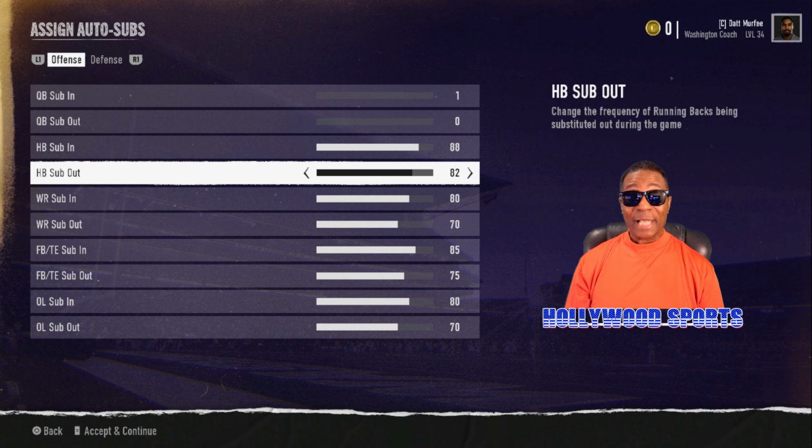So you want to keep your guys fresh if you like running the ball a lot. And even if you don't run the ball a lot, they're going to take a lot of wear and tear, guys, throughout the game. So you want to sub in.